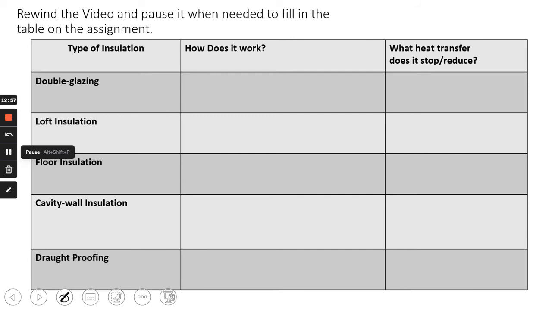Okay, so I now want you to pause the video and rewind as many times as you need to fill up this table. Across the top, we've got types of insulation. We've already talked about double glazing, loft insulation, floor insulation, cavity wall insulation, and draught proofing. You need to tell me how each one works and what heat energy it stops or reduces. So go ahead and pause the video and rewind to different points to fill out the table.